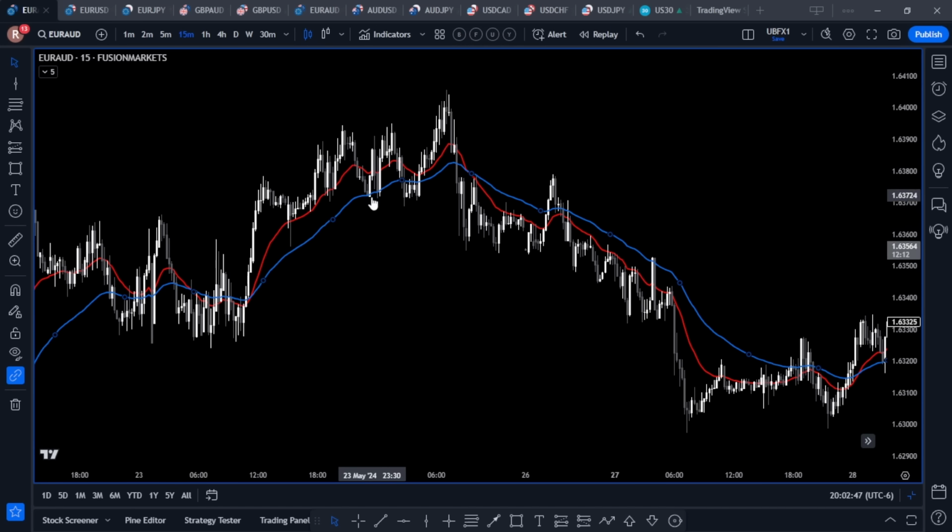We have an area where the price bounces from the 50 right in here. We've got a bounce. We've got another. This is more or less a bounce. Price has pushed through it, but then has moved back above.